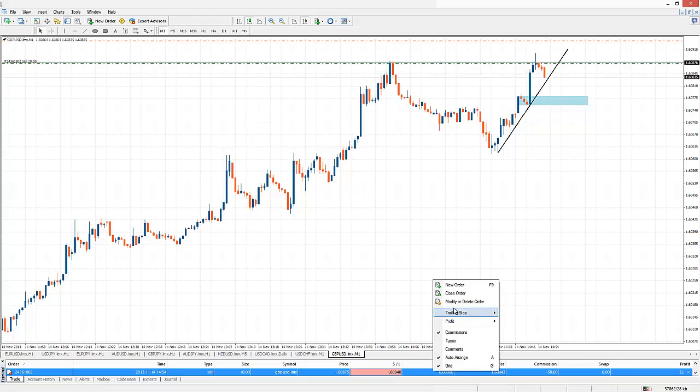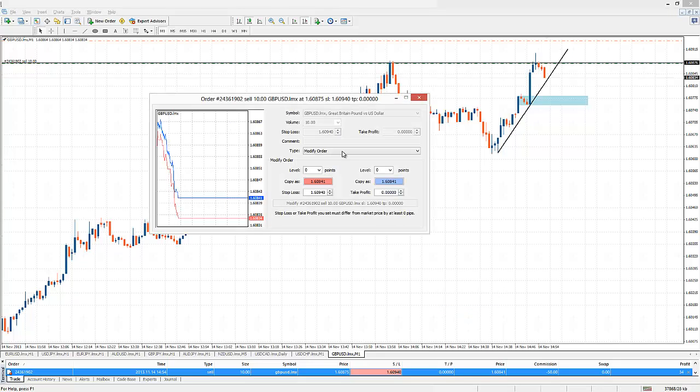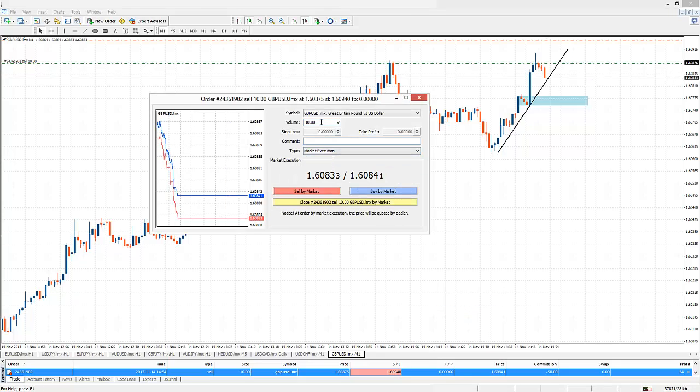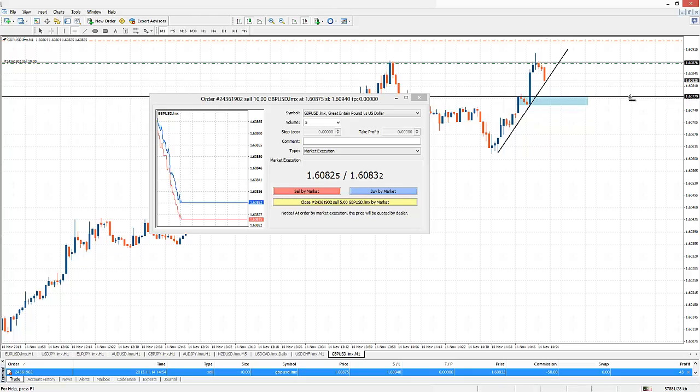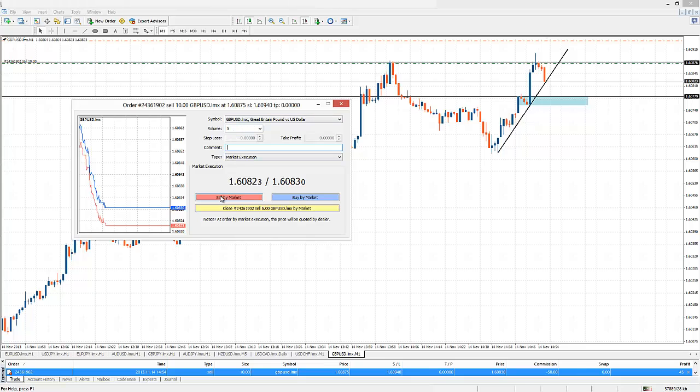I'm just going to bring this platform up here and change the volume to half. You see the volume is 10. I'll change it to 5 and I'll look at taking out half the position if we get into this area right here. Price is coming into that trend line at the moment, so we'll wait and see what happens. As I said, we're in key resistance from the higher time frame. There's also a daily level which I haven't shown just yet, but let's see what happens.